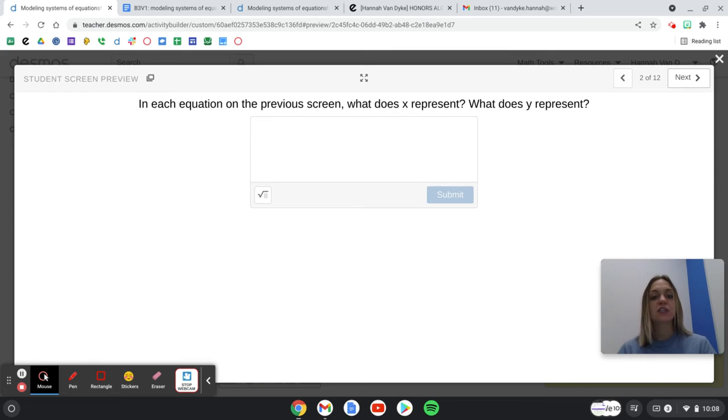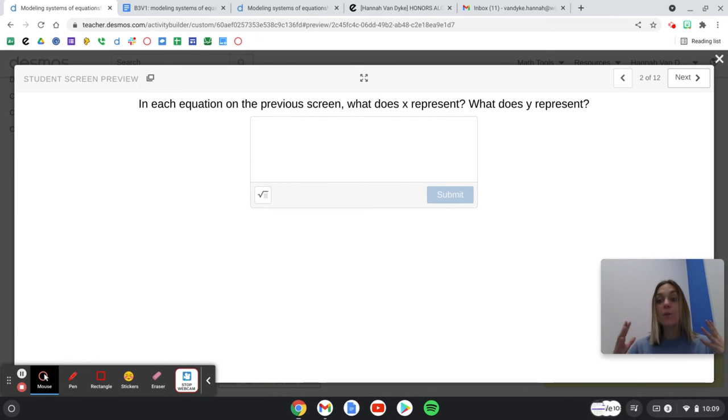Screen 2 says in each equation on the previous screen, what does X represent and what does Y represent? Well, they're going to represent the same thing for each equation. So X represents the same thing in both equations, and Y represents the same thing in both equations. And like I said earlier, Y is typically going to tell us something about the total amount of money when our equation is dealing with money. And X is going to tell us how many of something.